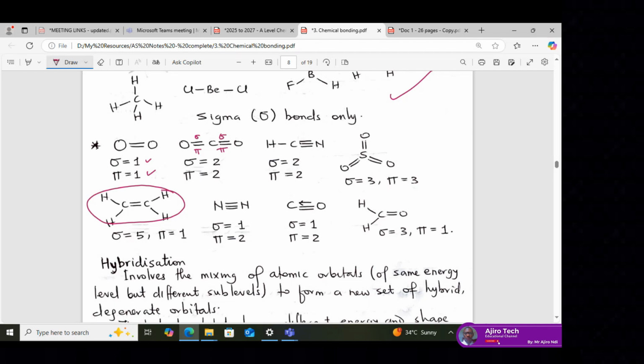And the one next, in carbon monoxide, there is that dative covalent bond there. Is it a sigma bond or a pi bond? It is a pi bond. The first bond formed is this.